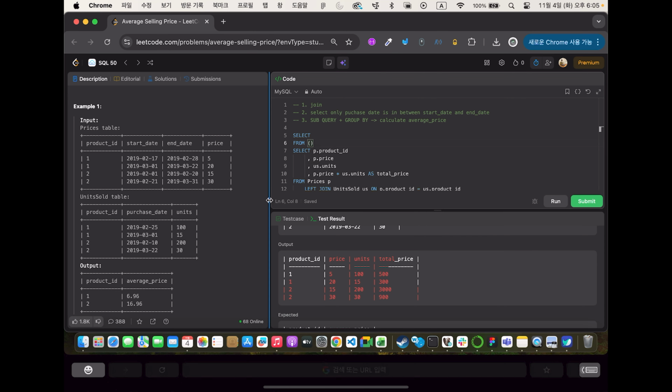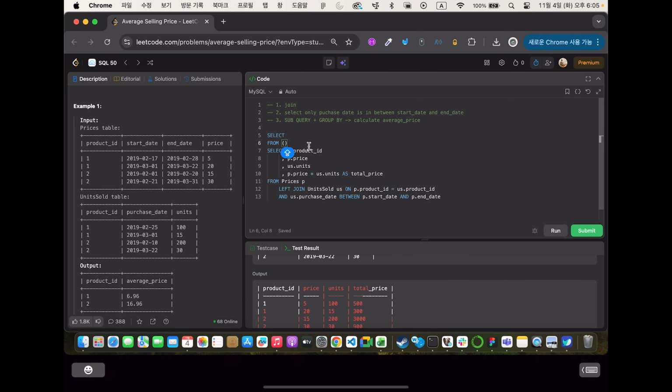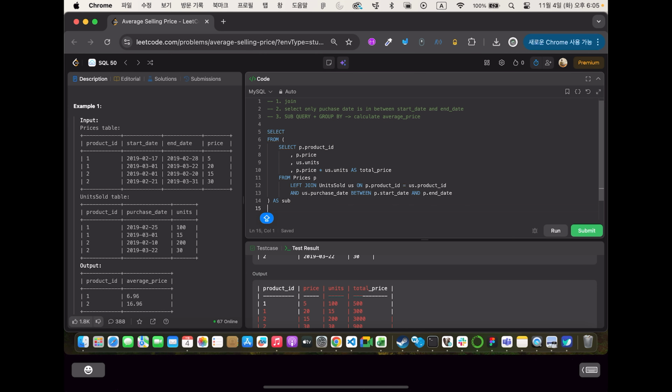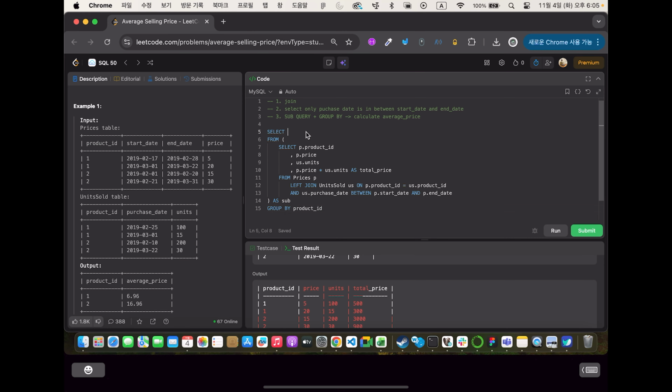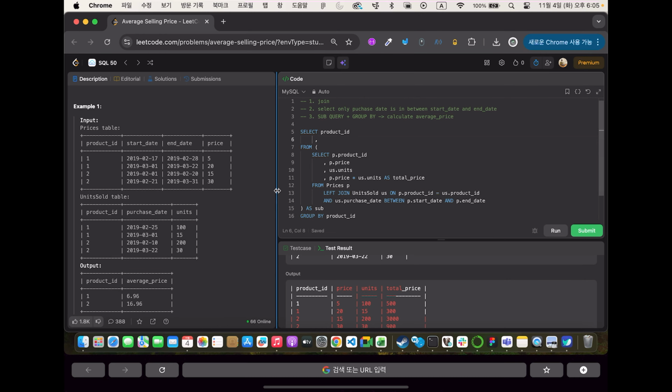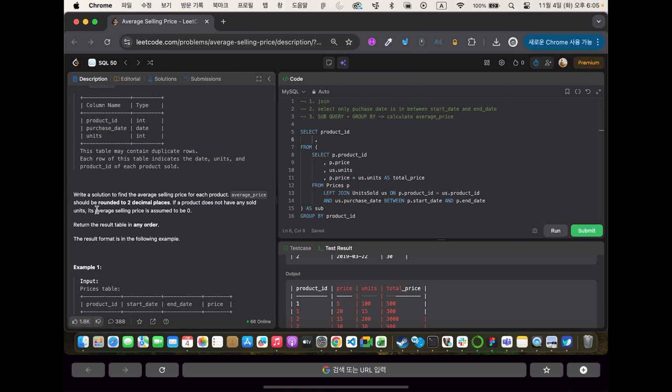So here I'm gonna use select from. I'm gonna show you guys bigger from here, and I'm gonna call it subquery, and make it prettier like this, and I'm gonna use group by. So we're gonna group by product ID, and here is one thing. There is also one condition: if there is no sold unit, it will be assumed to be 0.